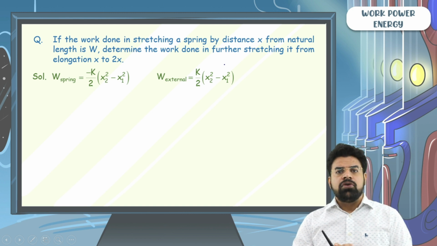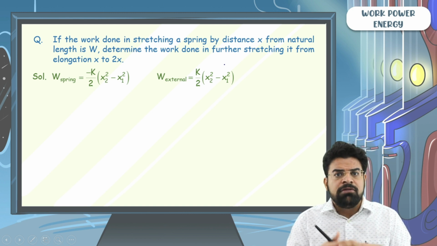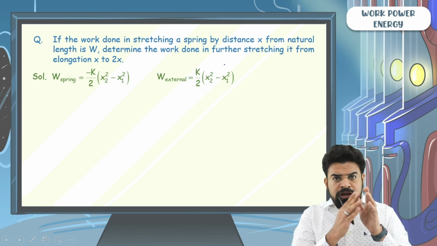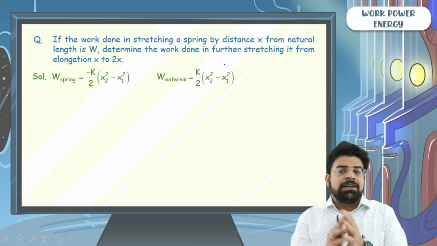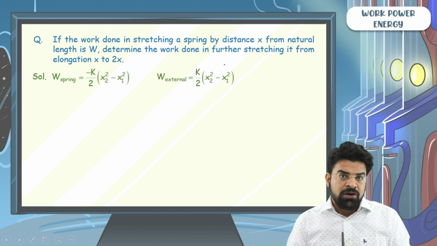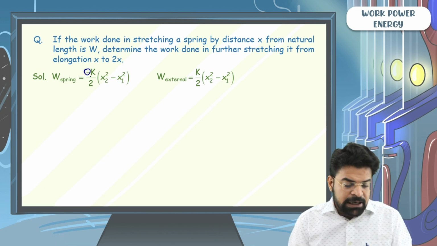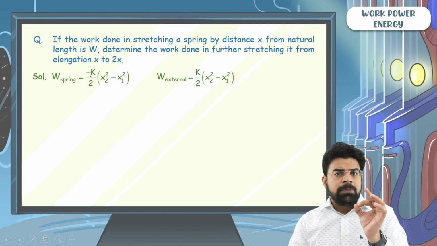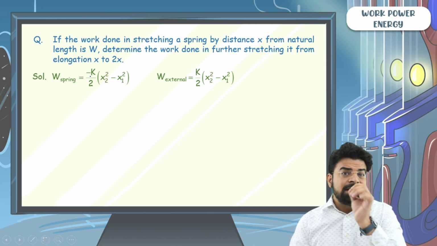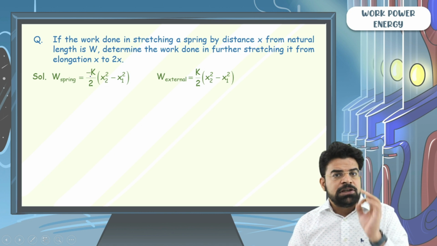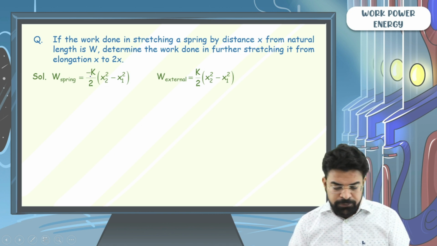Sir, why have you taught work done by the spring, not the work done by external agent? Because in all the questions that we are going to practice later, the spring will do the work. And when students write the work done by spring, they forget this minus sign. That's why it's really important to remember the work done by the spring as minus k by 2 times final deformation square minus initial deformation square.